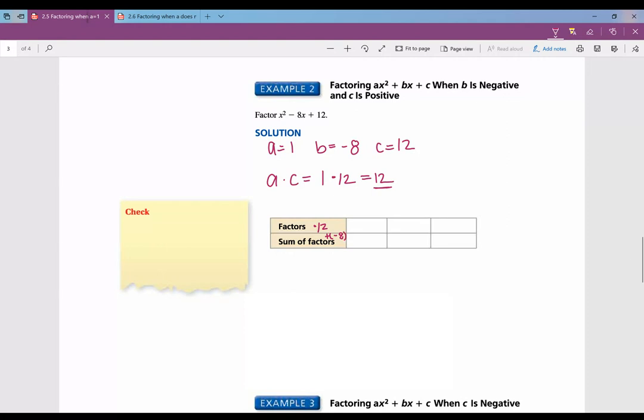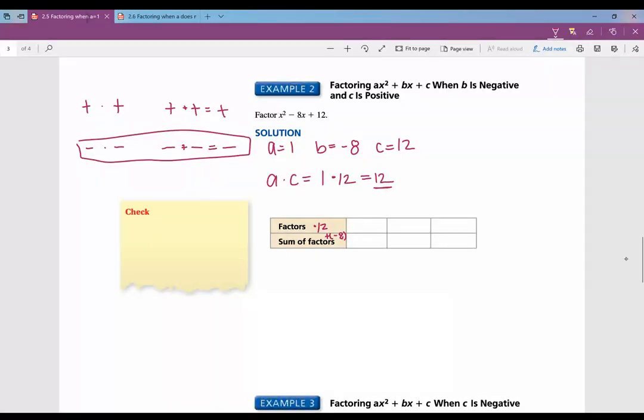Now let's take a second and think about this. We want to multiply to get a positive number, but add to get a negative number. Well, the only things we can multiply to get a positive are doing a positive times a positive or a negative times a negative. Those will both result in us getting a positive. But if we added a positive plus a positive number, that's just going to give us a bigger positive number, right? If we do a negative number plus a negative number, that's going to give us a negative number. So we know that when we're looking for our factors, we need two negative numbers.